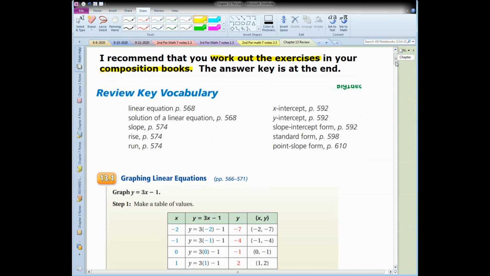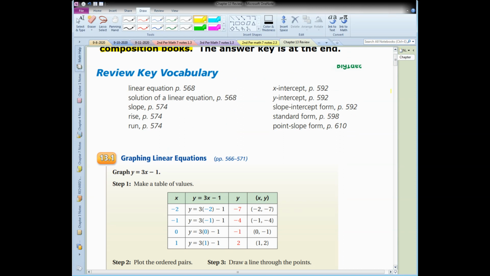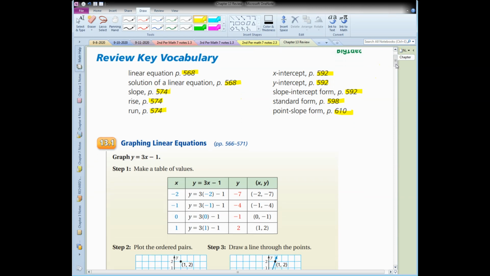All right, key vocabulary. You should be comfortable with what all these different words or phrases mean. And if you forget, the page number in your online textbook, which you can get to, has the definitions for all of these different vocabulary words or phrases. All right, let's get started.